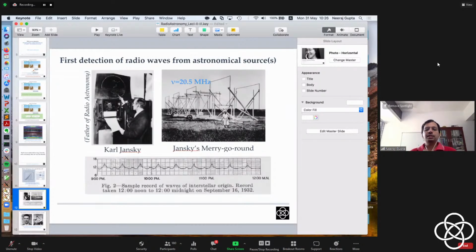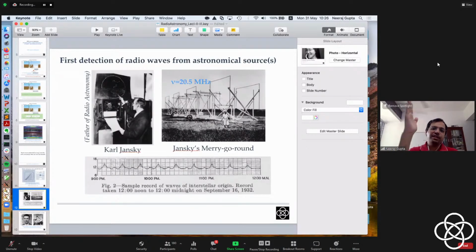And that proves that this signal is not coming from anything terrestrial, but from an astrophysical source in the sky, right? With more investigation, he eventually figured out that the source of this static was coming from the Milky Way, actually the center of the Milky Way galaxy, which is in the constellation of Sagittarius, right?